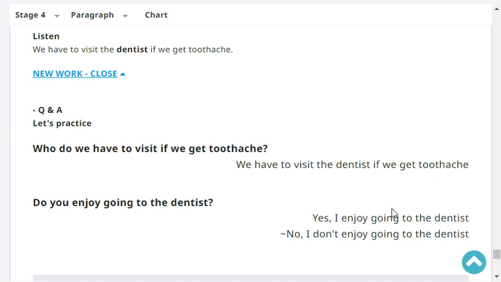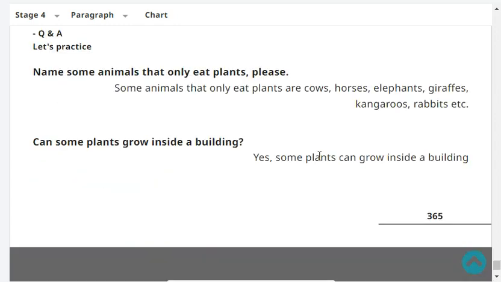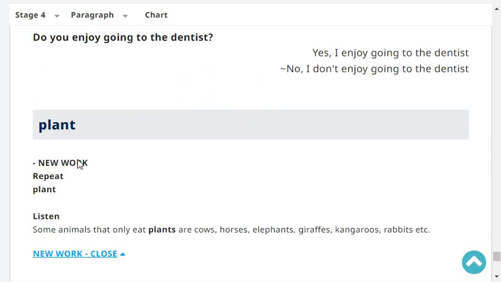Do you enjoy going to the dentist? Yes or no? Yes, I enjoy going to the dentist. Next, repeat plant.